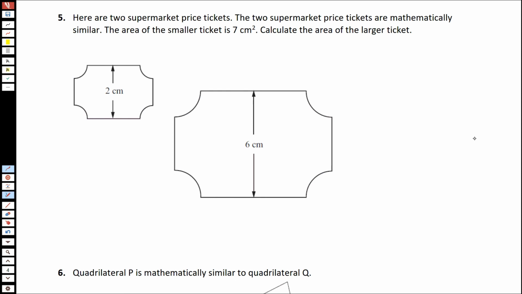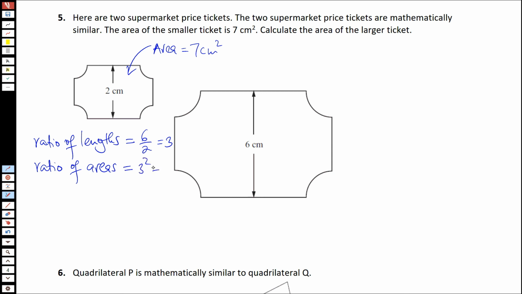Okay, number five. Here we have two supermarket price tickets. And they're similar. So the area of the smaller one is 7. So area for this is 7 centimeters squared. So calculate the area of the larger one. So what we can do is start by finding the ratio of sides, or lengths. Let me use the word lengths. Makes more sense in this context. That will be equal to 6 over 2, which is 3. So the ratio of the areas will be equal to 3 squared, which is 9.